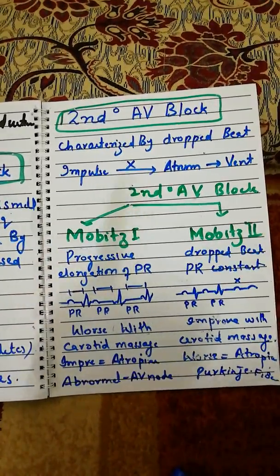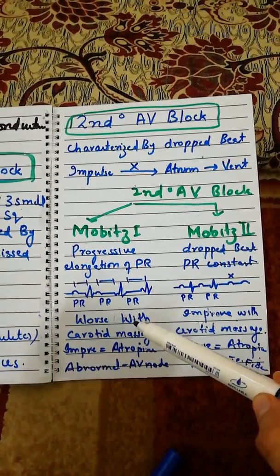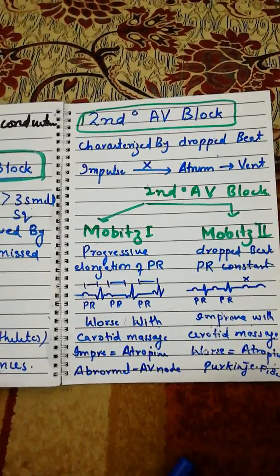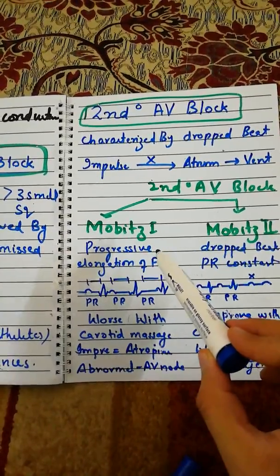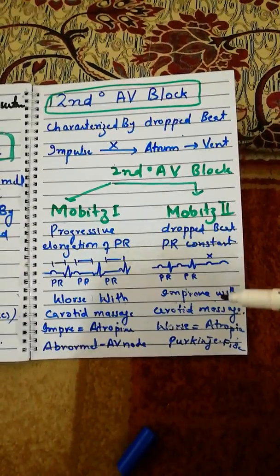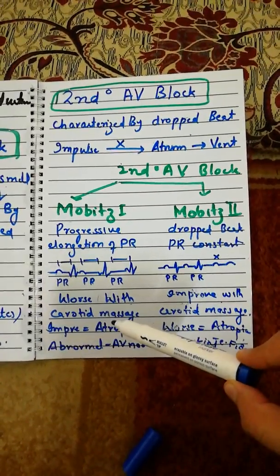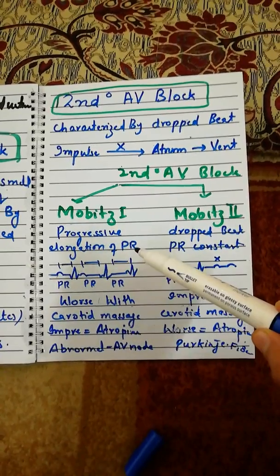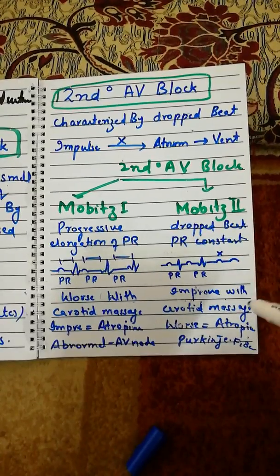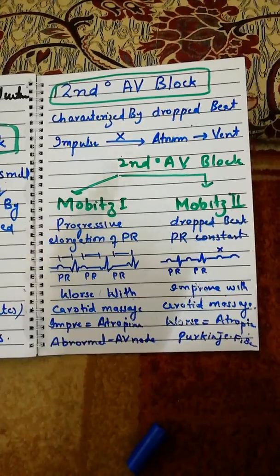How will you differentiate Mobitz type 1 from Mobitz type 2? In case of Mobitz type 1, the condition will worsen with carotid massage, while in Mobitz type 2, the patient will improve with carotid massage. Atropine will improve the patient in case of Mobitz type 1 heart block, while atropine will worsen the condition of the patient in Mobitz type 2 heart block.